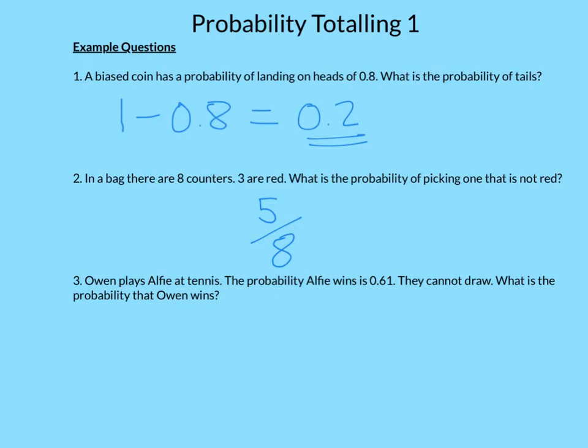So in the bag, there are 8 counters. So the probability is out of 8, this time as a fraction. 5 are not red, so 5 out of 8.